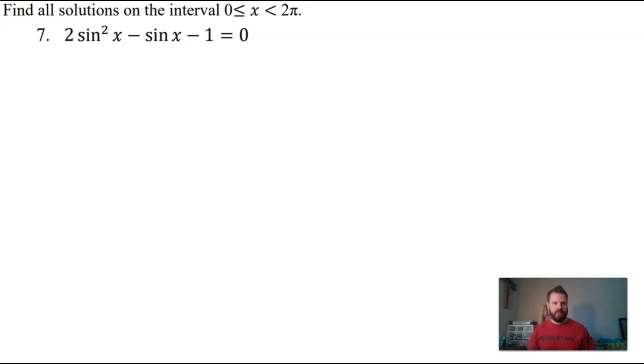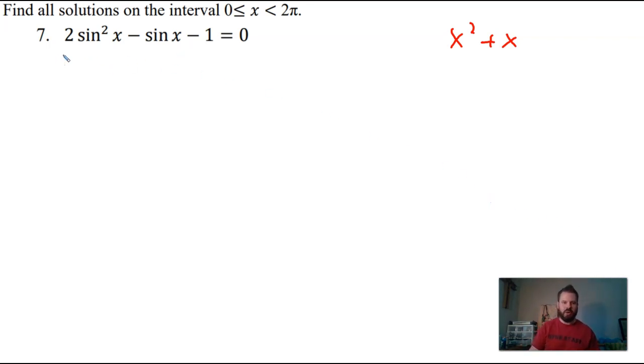All right, next up, number 7. Again, find all solutions on the interval 0 to 2 pi. Okay, notice with this one we've got both sine squared and a regular sine of x in the equation. Now I can't combine the two of these, they aren't like terms, just like I can't add x squared plus x together. It is what it is. So that's how I know this is going to be one I need to factor.